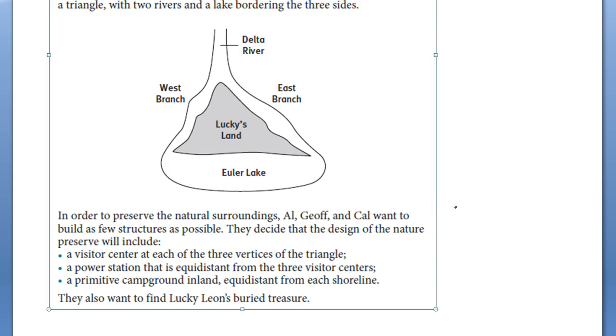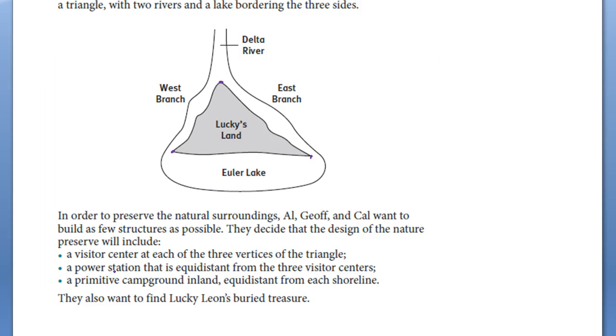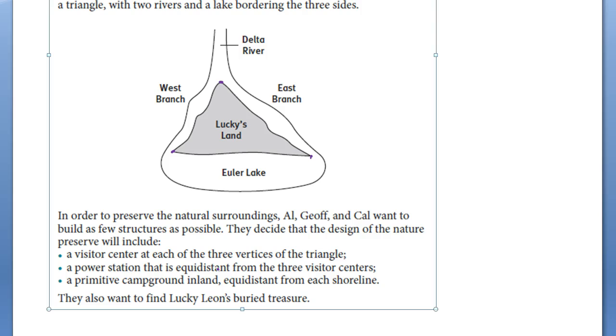In order to preserve the natural surroundings, Al, Jeff, and Cal want to build as few structures as possible. They decide that the design of the nature preserve will include a visitor center at each of the vertices of the triangle, so here, here, and here, a power station that is equidistant from the three visitor centers. So we have to have some mechanism of finding the point somewhere within the triangle piece of land that's the same distance from the three corners.